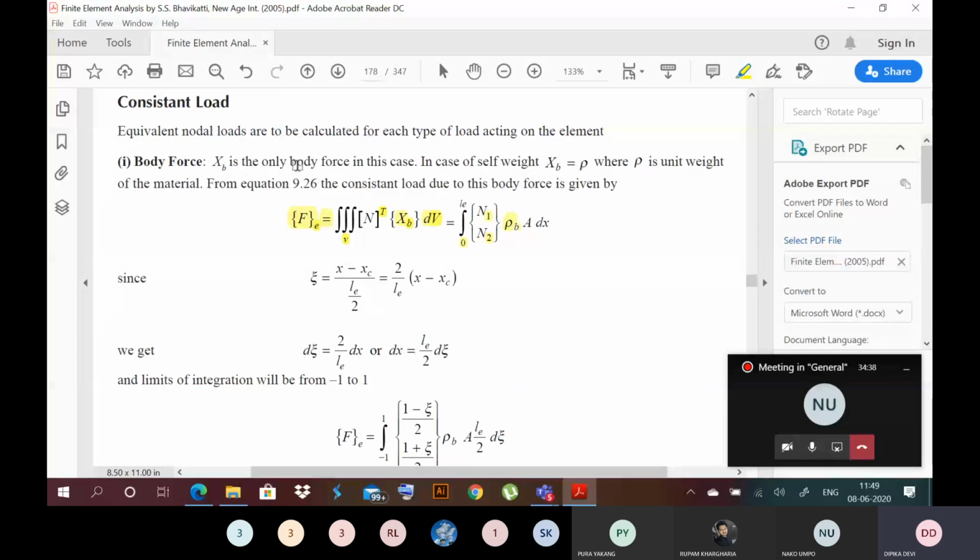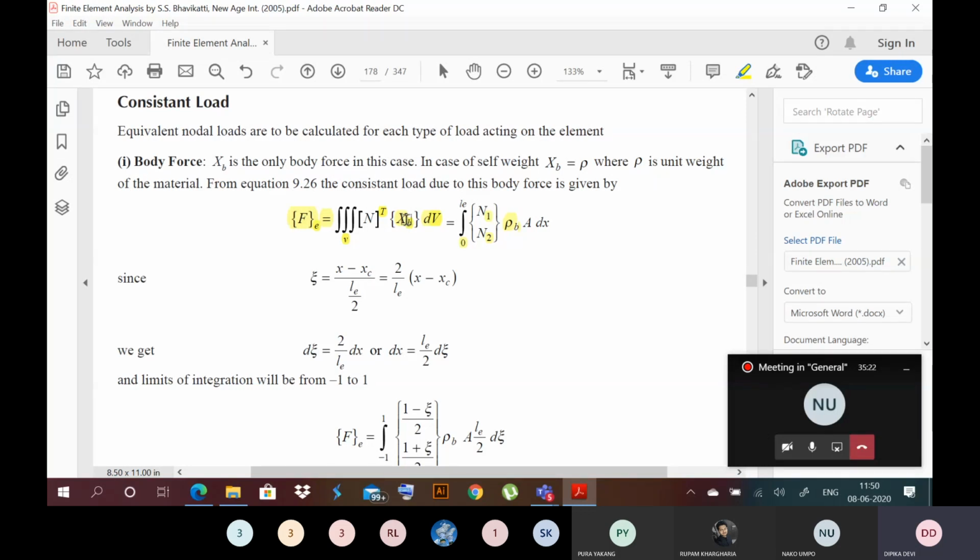You see here, XB is the body force in this case. In case of self weight, body force will be equal to rho, where rho is the unit weight of the material. So they have used the symbol rho for unit weight, but usually we use gamma for unit weight and rho for density. That doesn't matter whatever symbol you use. So XB is the body force per unit volume along the x direction, and that will be replaced by rho. Rho or rho B, I don't know why rho B is used. Anyway, it should be rho. We have only one component because there is no body force along the y and z direction. So actually this is a vector. It includes the body force along x, y and z direction.